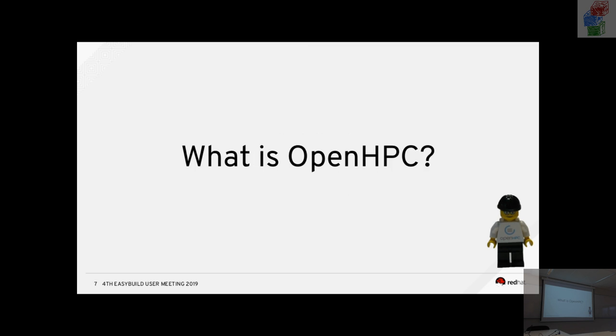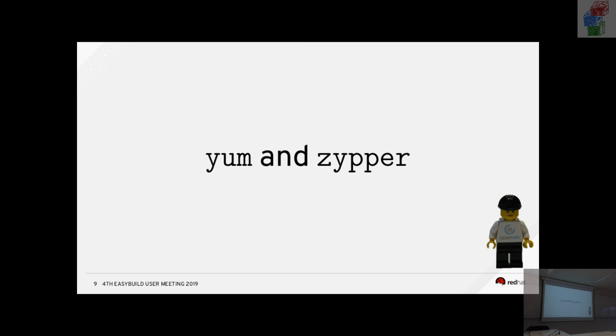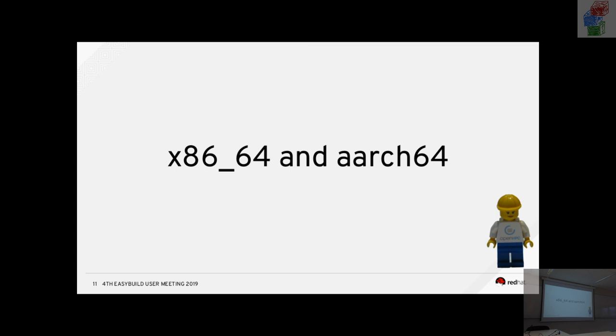So what is OpenHPC? If you just look at it at first glance, it seems to be a software repository. There are a bunch of RPMs you can easily install on your system using yum or zypper, which means it supports right now CentOS 7 and SLES 12. It's for the x86-64 architecture and the ARM64 architecture. The actual users are mostly, as expected, not on ARM, but on the x86 architecture. And that's what OpenHPC is, if you have a first look at it. At least that's what I saw.